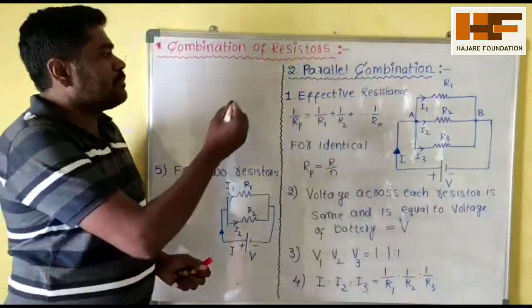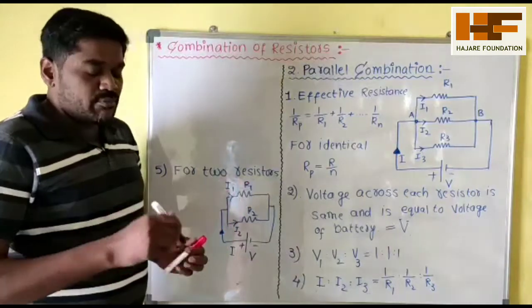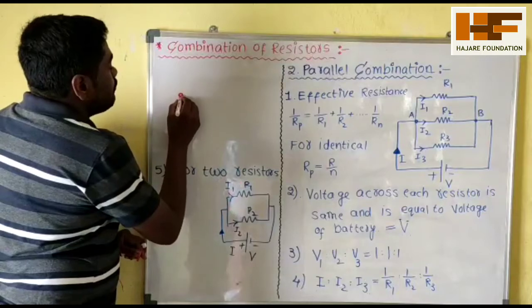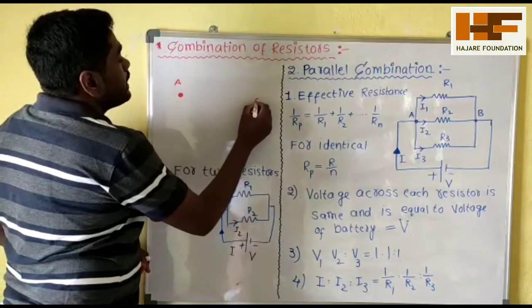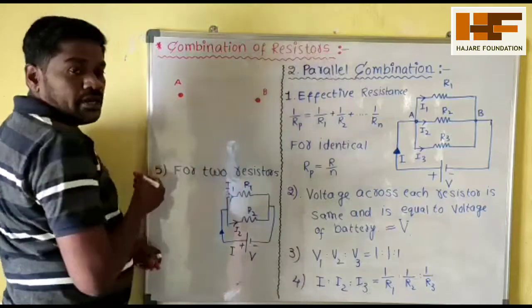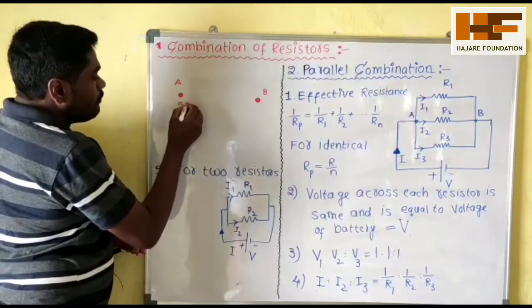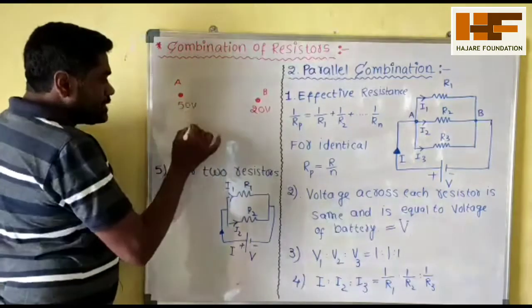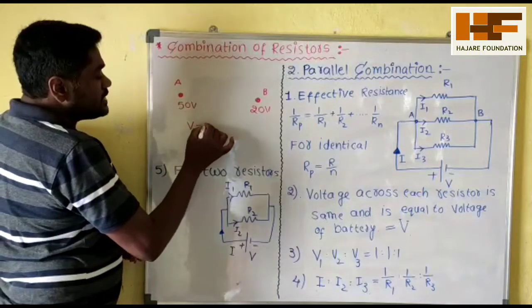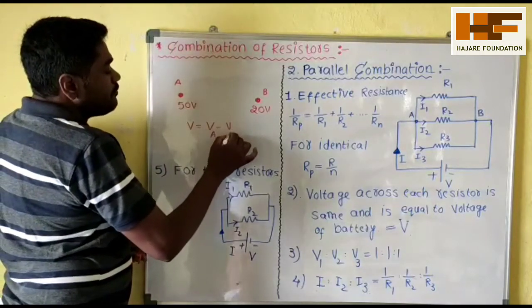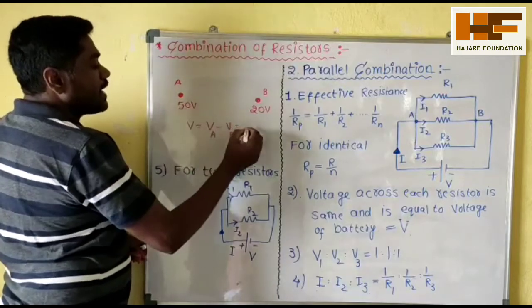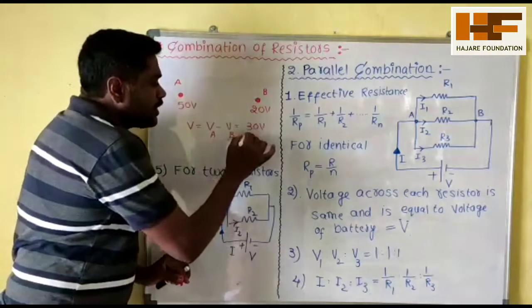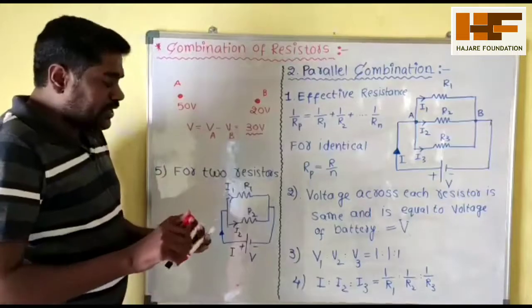Now let's discuss the parallel combination of resistors. What is the meaning of parallel combination? First of all, I am taking two points. Let me take the first point as A and the second point as B. The first point has a potential of 50 volts and the second point has a potential of 20 volts. Now what is the potential difference? V is equal to VA minus VB, that is 50 minus 20, which is 30 volts. So between these two points, the potential difference is 30 volts.